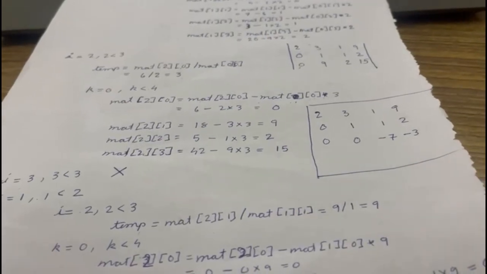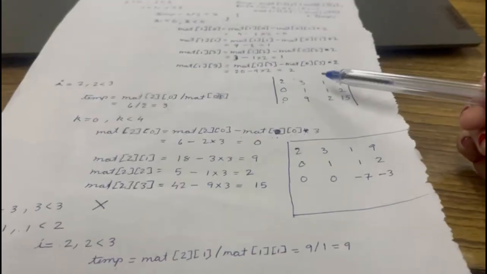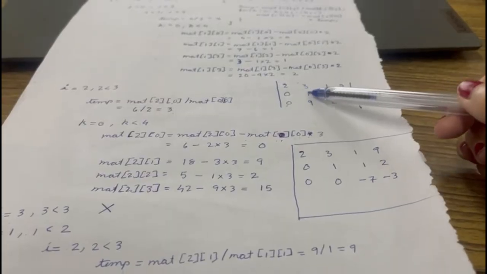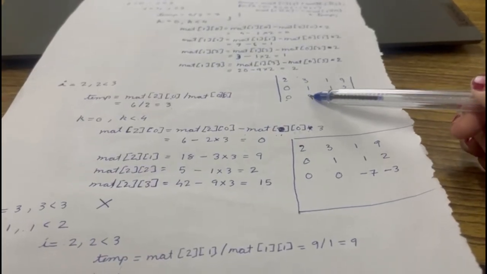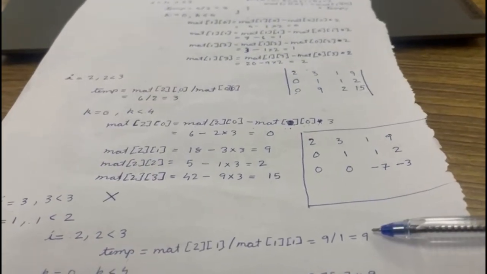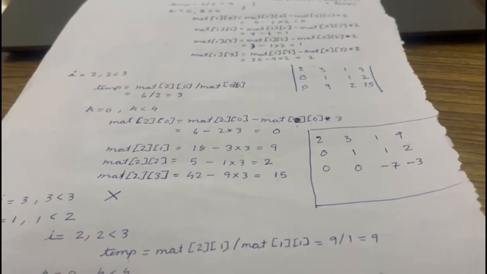And divided by mat of jj. So what is mat of jj? J is 1, so mat of 1 1. What is the value of mat of 1 1? Row 1 column 1, 1, right? So if you divide this by this, what are you getting? You are getting the temp value as 9.